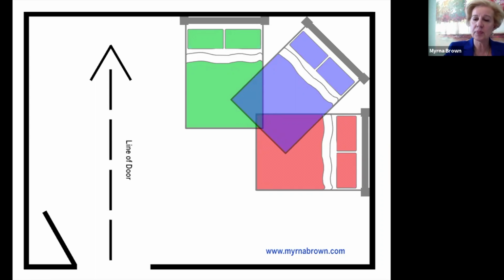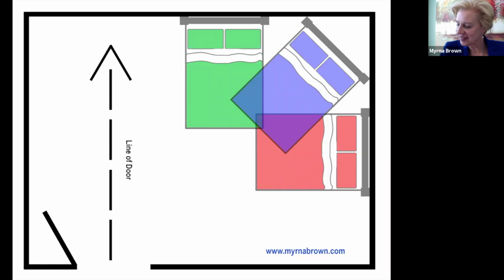And then the 4th piece, which is quite important, is that we are not placing our bed in the line of the door. This is the line of the door. So a bed anywhere in here would be a challenge to be sleeping in. Okay, so what does that mean, the line of the door?